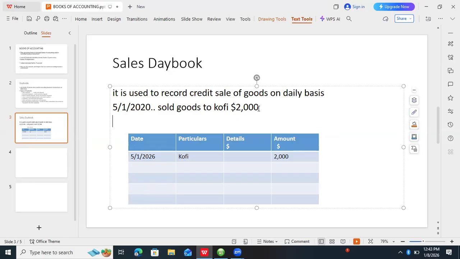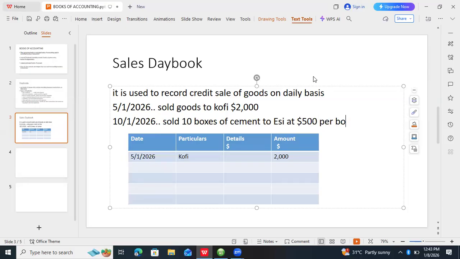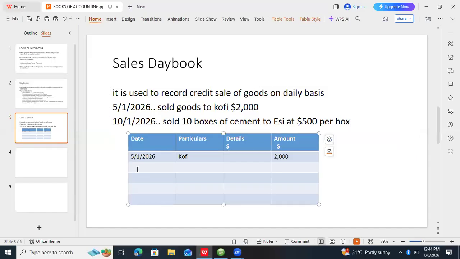Now let's look at another one on the 10th of January 2026. Let's say this time we sold 10 boxes of, let's say, cement, right, to AC at $500 per box. So there's the transaction. How do we record it in the daybook? So we come to the daybook, 10th January 2026.